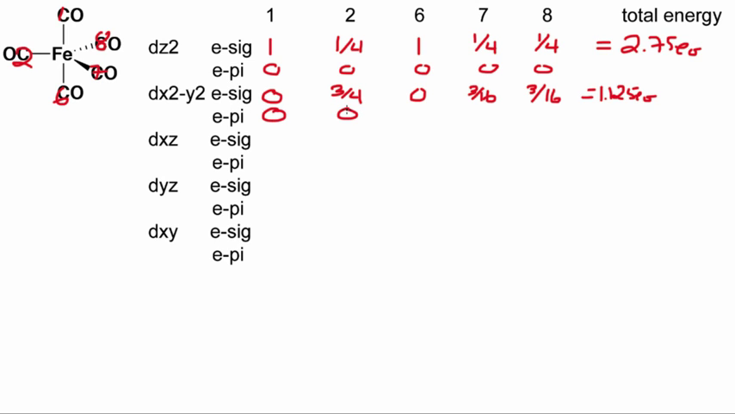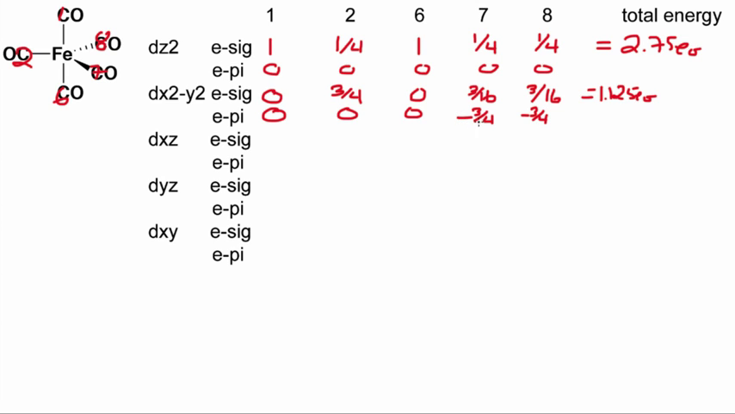If we now look at the E pi contributions, for positions 1, 2, and 6, we will get values of 0. But for positions 7 and 8, because these are off axis, they will be able to form pi bonds with the dx squared minus y squared, and the amount of that contribution is going to be a value of -3/4 for both the carbonyls at positions 7 and 8.